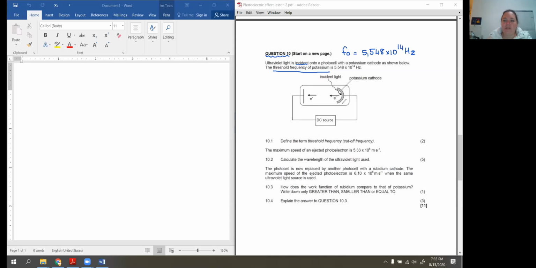Okay, this is our photocell. There's our potassium or metal cathode. Light shines on it, that's a photon of light. There's our emitted electron, which we call a photoelectron, and there's our DC power source. All right, so the questions start. 10.1 asks you to define the term threshold frequency.